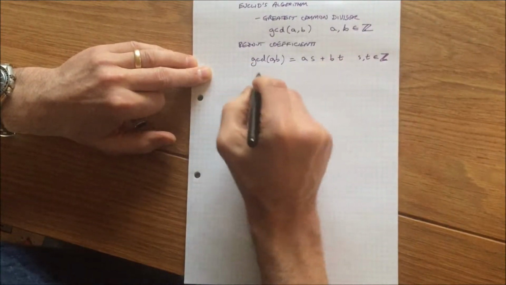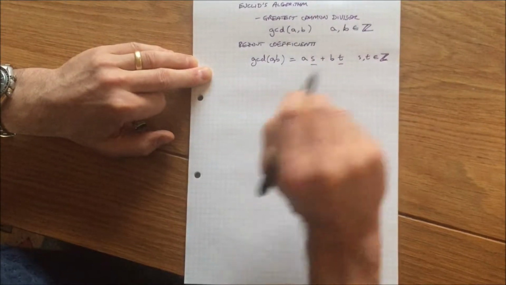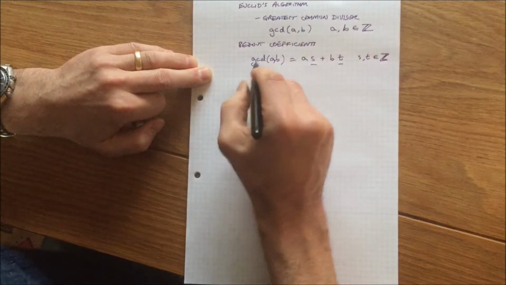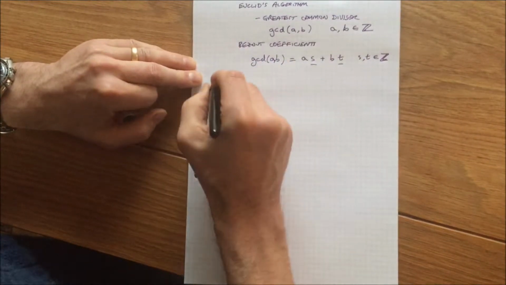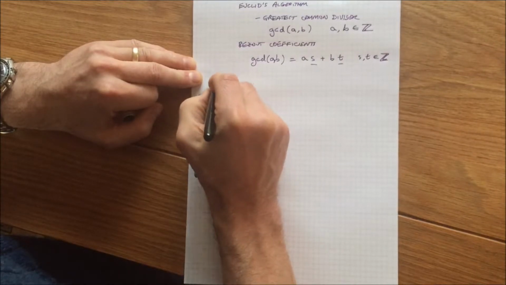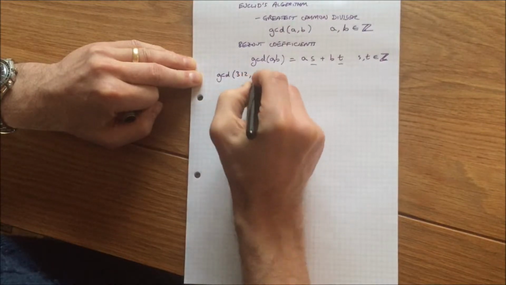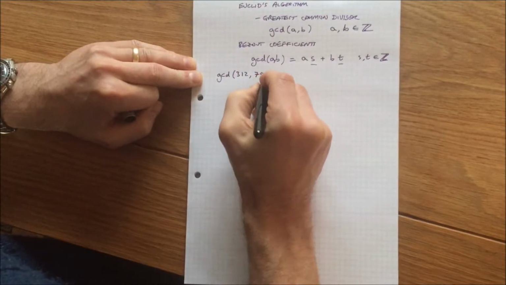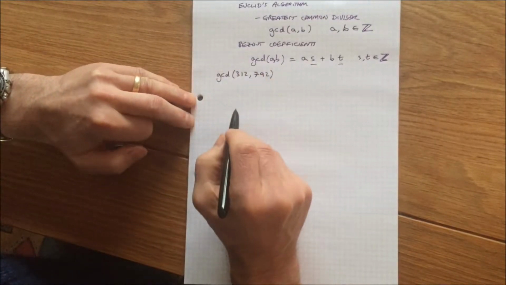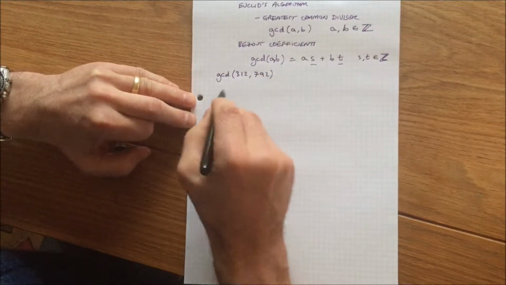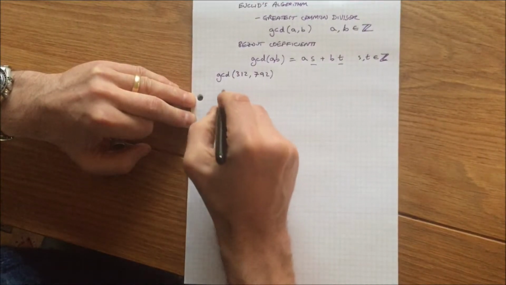And not only that, the next thing I want to show is that S and T are non-unique for the GCD of A and B. So the example I'm going to show is going to be the GCD of a couple of integers, 312 and 792. Initially we'll go through Euclid's algorithm, which will involve dividing 792 initially by 312. So let's do that.